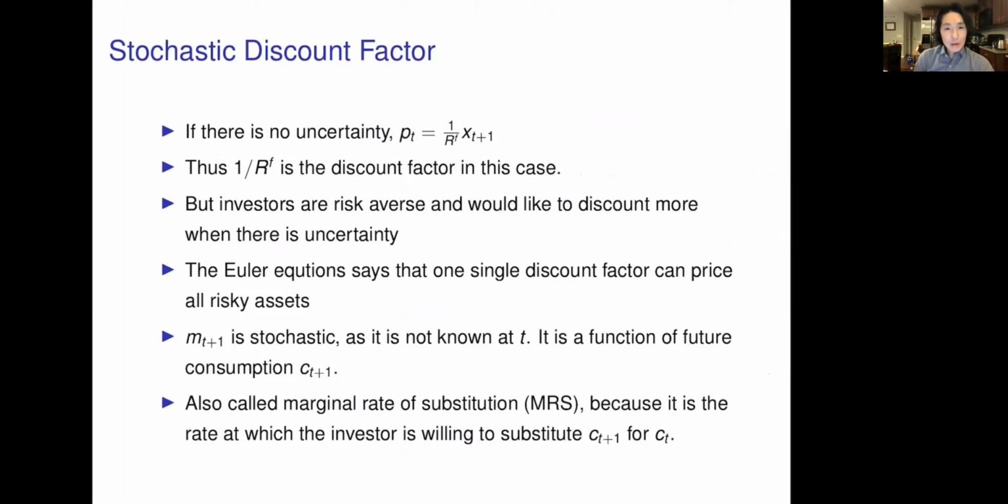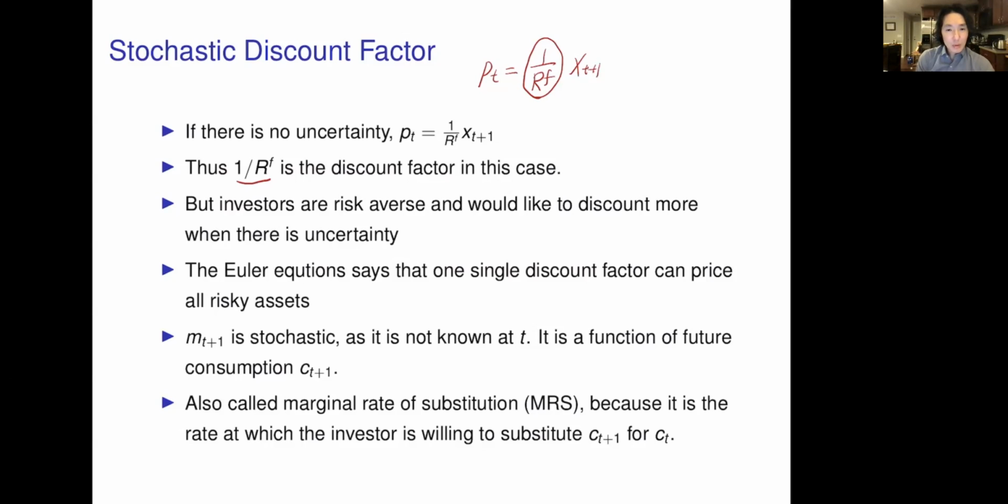Now, when there's no uncertainty, in other words, everything is known, then we can show that price is simply discounted value of future cash flows using the risk-free rate. So when there's no uncertainty, simply 1 over R plus F is the discount factor. But investors are risk averse. And for that reason, they want to discount more when there's uncertainty. And the Euler equation says the one single discount factor can price all risky assets.